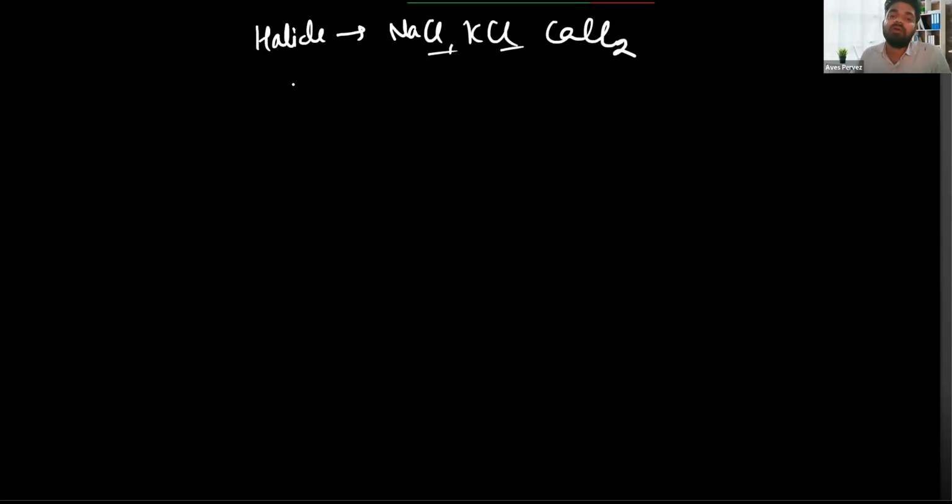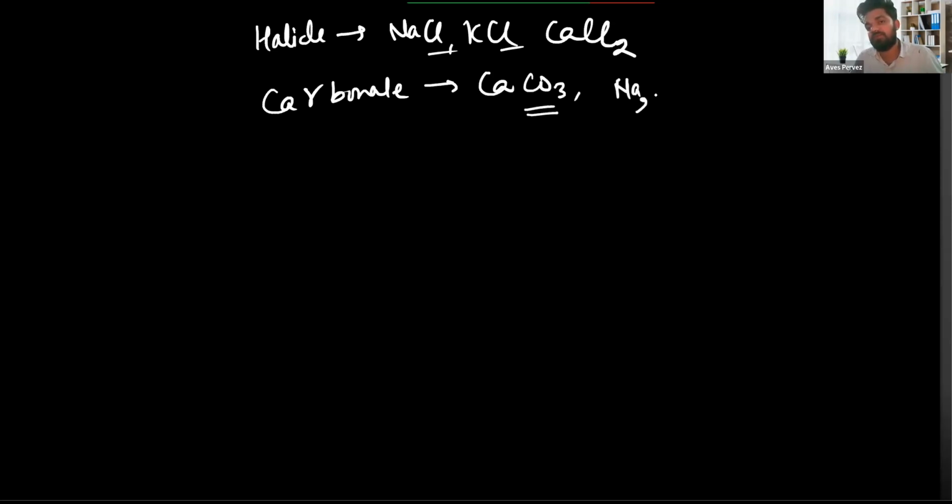Now what we are going to do here: we have four types of ores. One is halide ore, which is going to have halogens like NaCl, KCl, calcium chloride. These are the halide ores. The next one is carbonate ore, which is going to have the CO3 group at the end, like Na2CO3, ZnCO3. So carbonate ore has CO3 in the end.